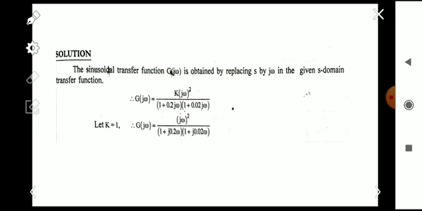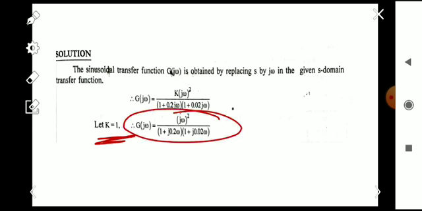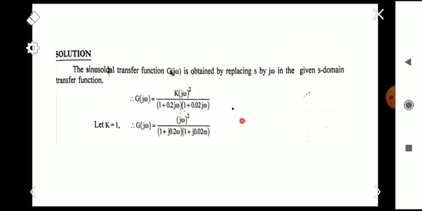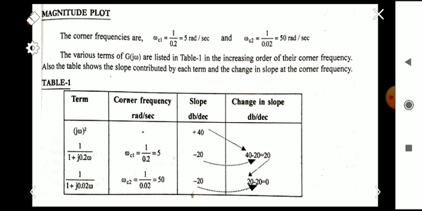Here we have taken K equal to 1, and G(j omega) is obtained like this. In this function we have 3 terms: one term is (j omega) squared in the denominator, another term is 1 by (1 plus j 0.2 omega), and another one is 1 by (1 plus j 0.02 omega). We are going to do the calculations for the magnitude plot first. For that, first we have to find the corner frequencies.